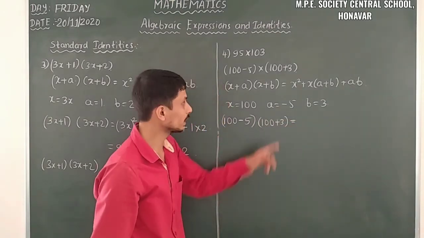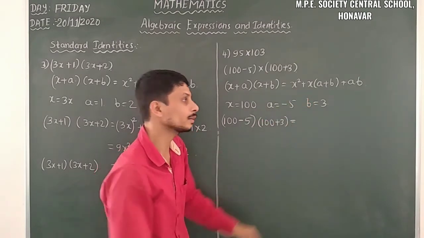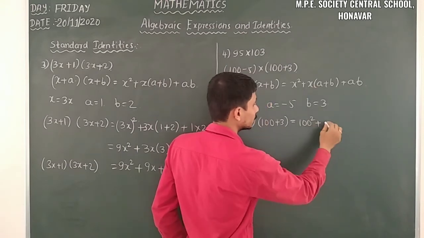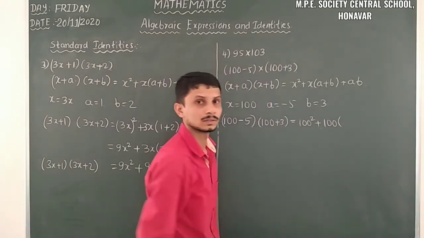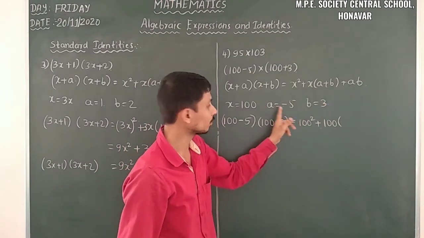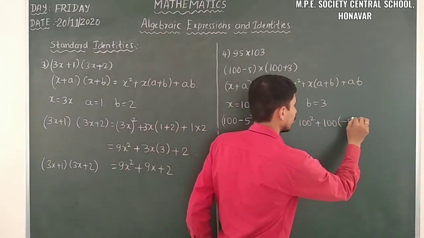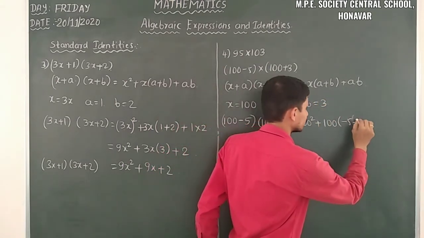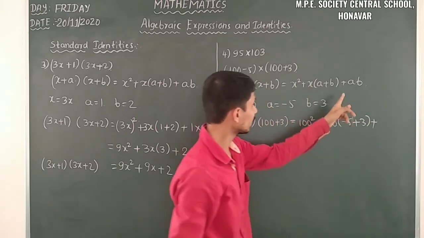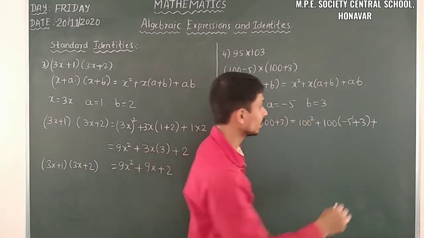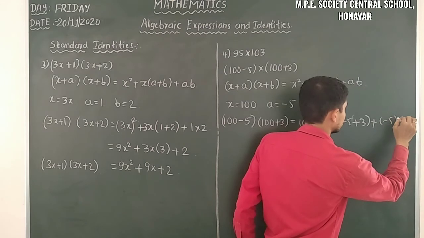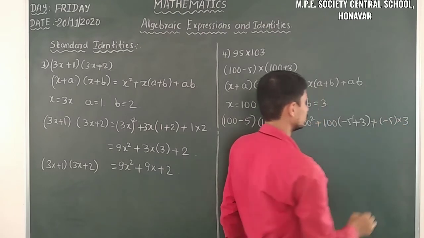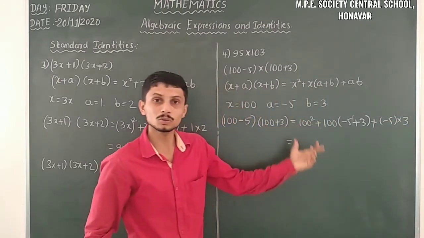Is equal to. So here x square, in place of x we have to write 100, that is 100 square, plus, in place of x we have to insert 100, then in place of a we have to write minus 5, then here plus b, this is plus 3, plus. Here in place of a we have to insert minus 5, then minus 5 into, in place of b we have to write 3, is equal to. Then we have to solve.